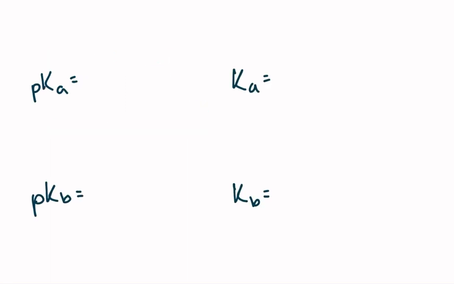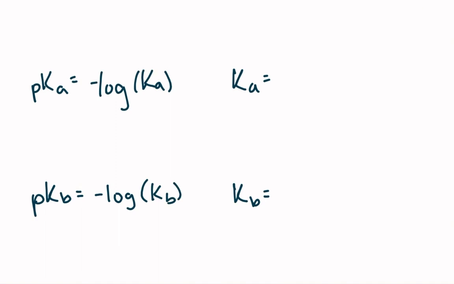Another important thing to know is Ka and Kb. These are the dissociation constants, which means that they tell you to what extent the acid or base splits up into its ions. So pKa and Ka have the same relationship as pH and H3O+ concentration. So pKa is the negative log of the Ka, and pKb is the negative log of the Kb.